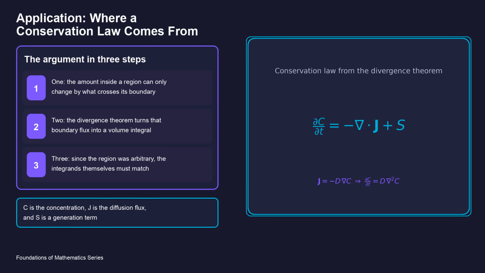What drops out is the conservation law. The rate of change of the concentration C equals minus the divergence of the flux J, plus a generation term S. Substituting Fick's first law from last chapter, with J equal to minus D times the gradient of C, turns that into the diffusion equation.